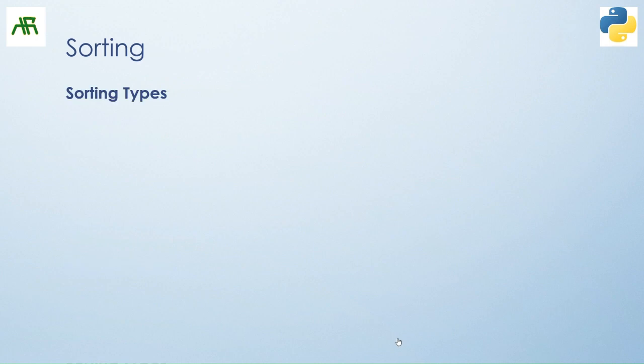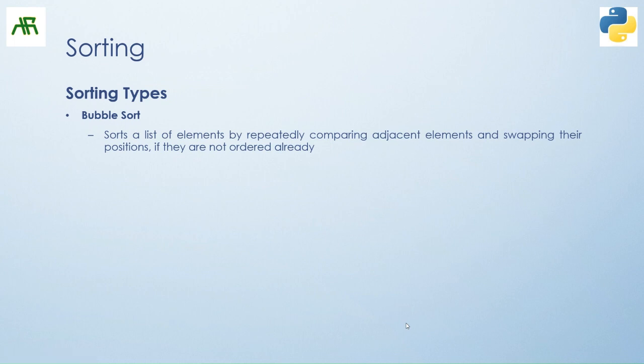So what are the types of sorting? First one is bubble sort. Bubble sort sorts a list of elements by repeatedly comparing adjacent elements. Take the first one, compare with the second one, and second to third, and so on, and swap their positions if they are not ordered already. For example, it compares elements 1 and 2, and we are looking for ascending or descending order. If they are not in that order, swap the positions. Otherwise, just keep them as is and move on to the next element.